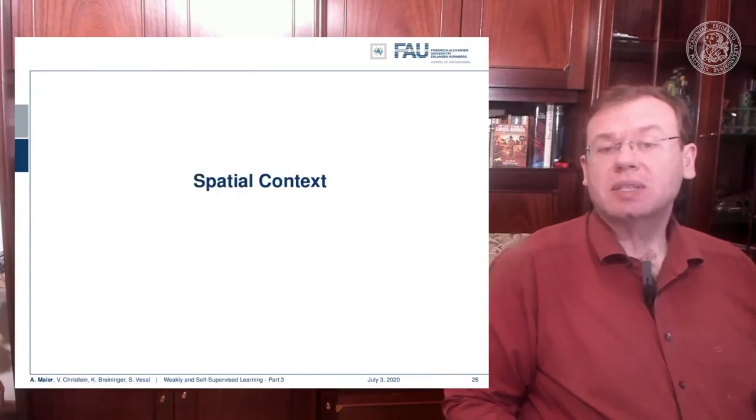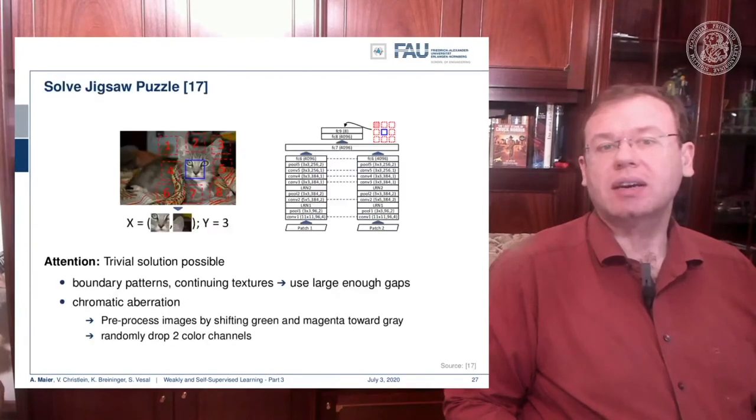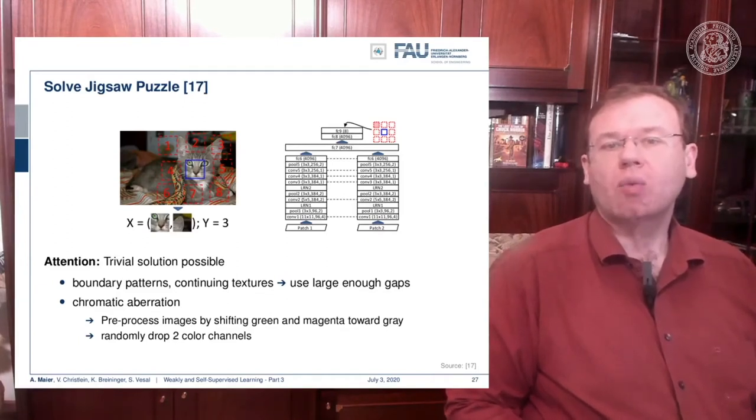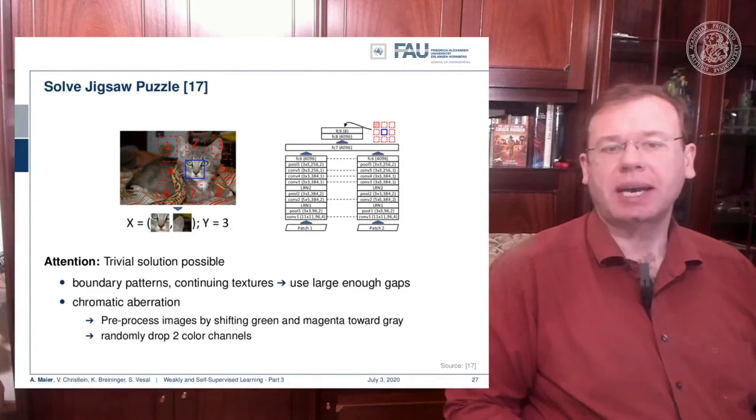There's also ideas about spatial context. So here, a very common approach is to solve a jigsaw puzzle. So you take a patch, or actually you take 9 patches of the image, and you essentially try to predict, if you have the center patch, let's say the face of the cat here, and you have one ear, what is the ID of the patch that is shown. So you put in the 2 images and try to predict the correct location of the second patch.